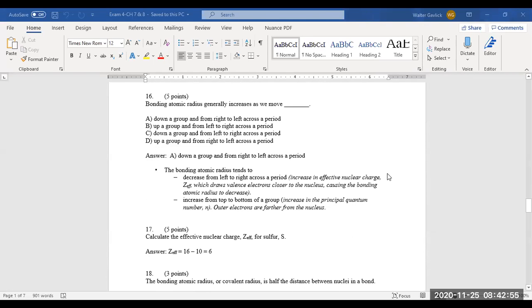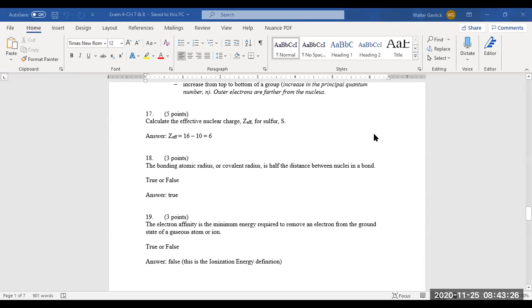Number 16, bonding atomic radius generally increases as we move down a group and from right to left across the period. And so this has to do with the effective nuclear charge, and it has to do with the distance of the outer electrons from the nucleus. In other words, that bigger quantum number.